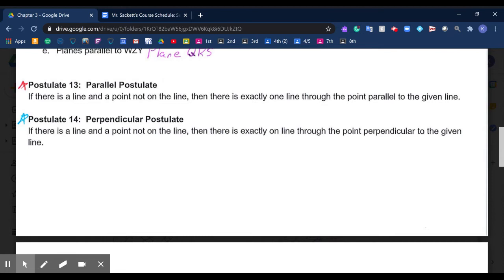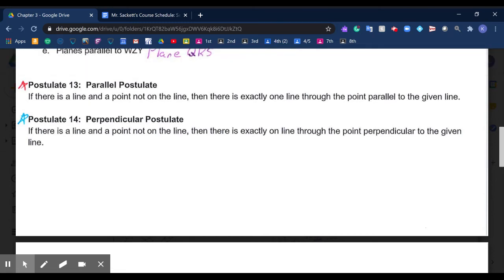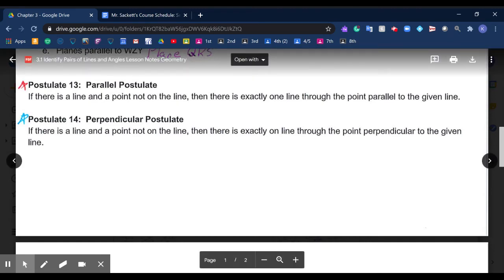And then our perpendicular postulate, which says if there's a line and a point not on the line, then there is exactly one line through the point perpendicular to the given line. So that should say exactly one line, not on line. So if there's a line and a point not on the line, there's only one line that can be drawn through that point perpendicular to the other line.